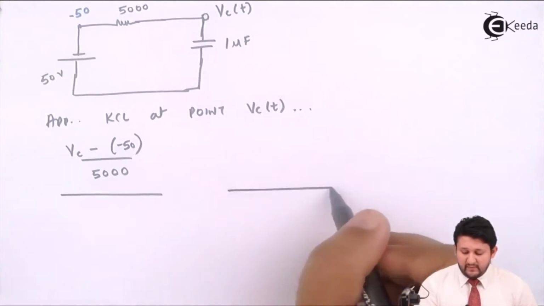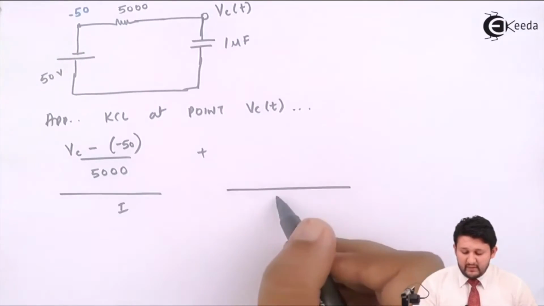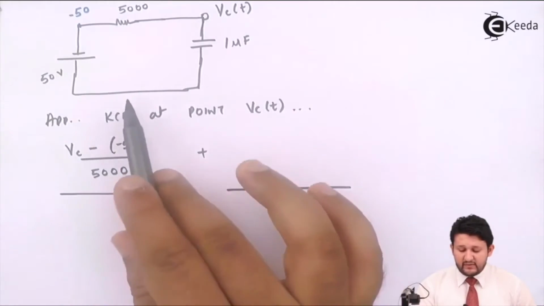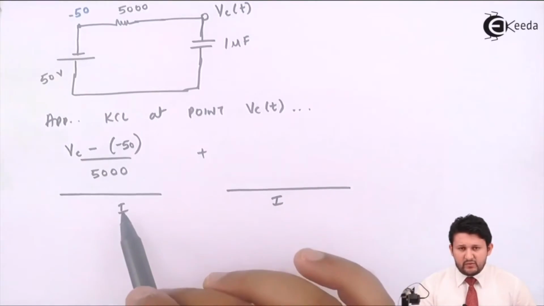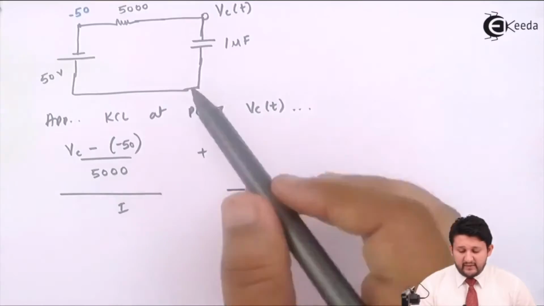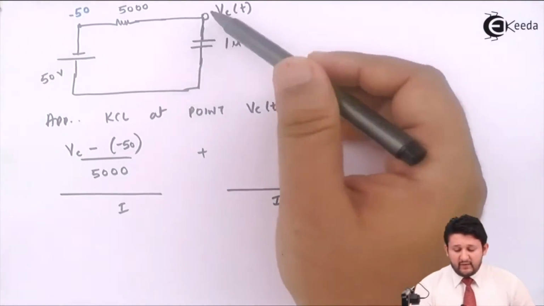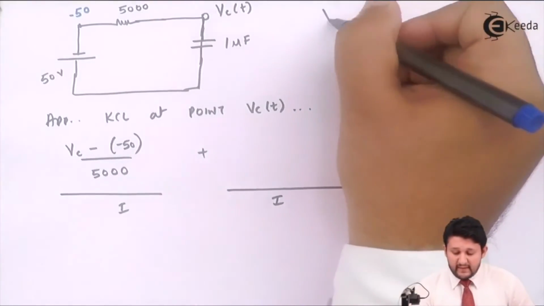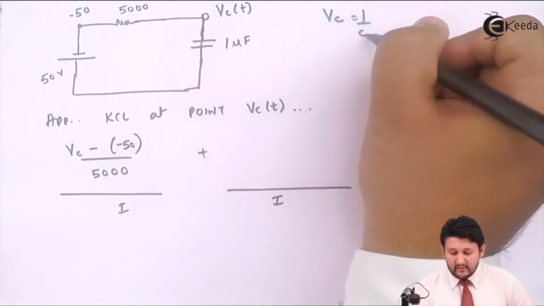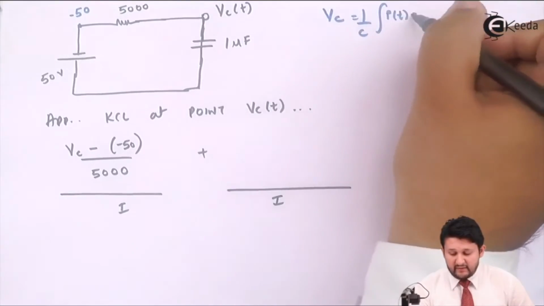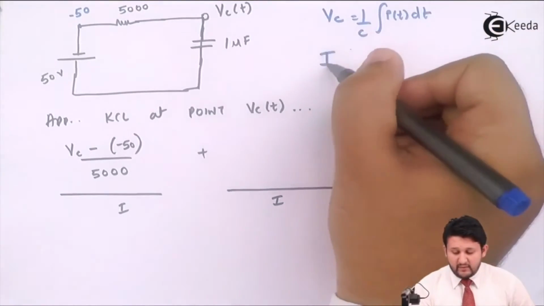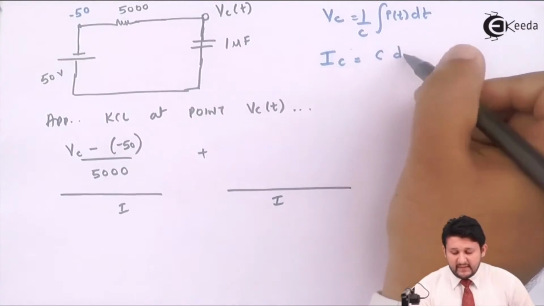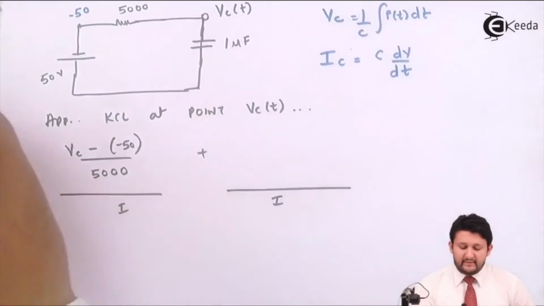Why? Because you have two branches, your sub equation will be 2. So everything should be in terms of current because you are applying KCL. So V is equal to IR, I is equal to V upon R. Again, we need to apply the formula for capacitor for a current. The capacitor voltage formula is 1 upon C integration of I of t dt. But when I talk about the capacitor current formula, it is given by C dV by dt.